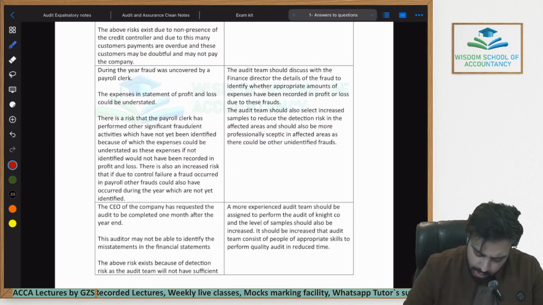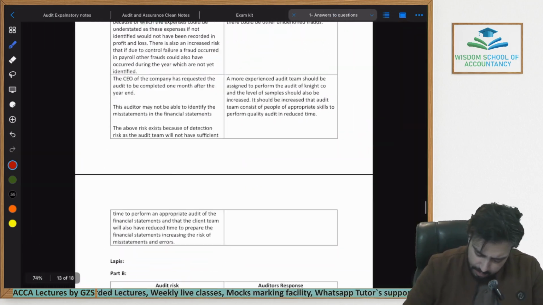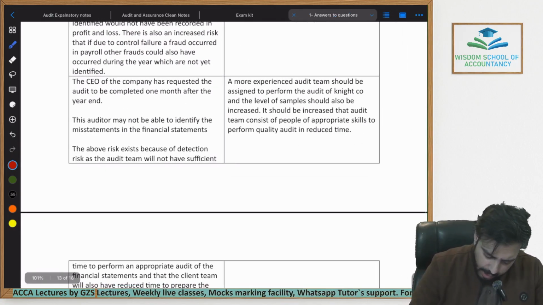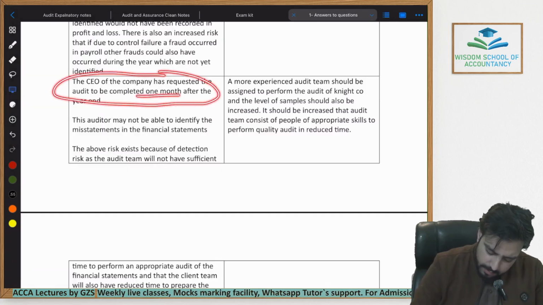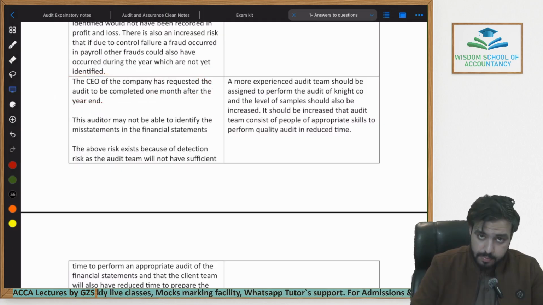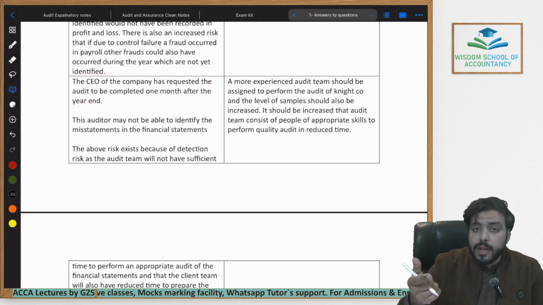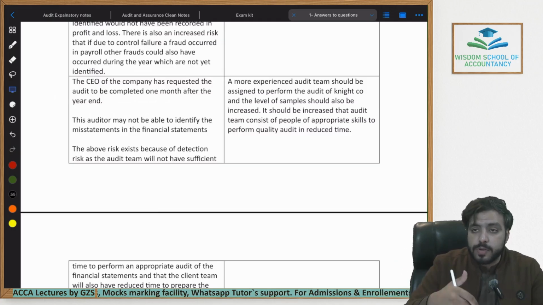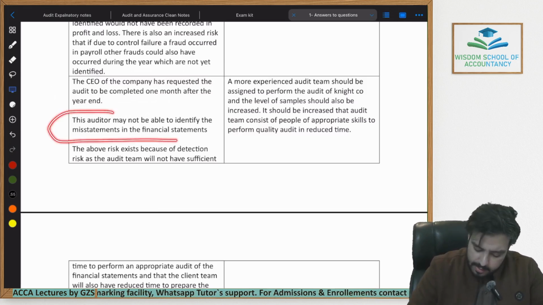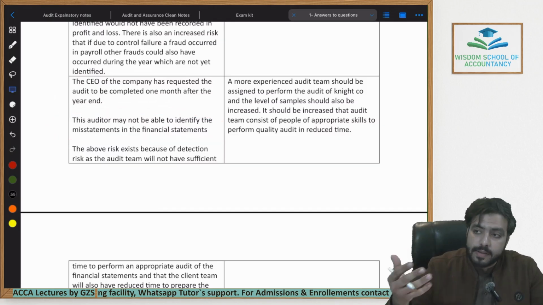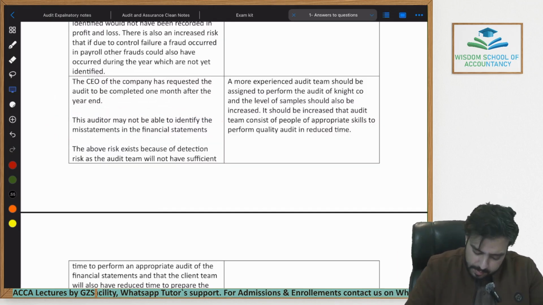So, identification of the risks. The first paragraph will be the identification of risk, in which I have written the CEO of the company has requested that the audit be completed within 1 month after the year end. Good. The second paragraph would be what is at risk here, which financial statement item is at risk of under or overstatement. There is not one financial statement item right now. The risk is that we may not be able to identify risky areas or misstatements within the financial statements. The auditor may not be able to identify the misstatements in the financial statements.